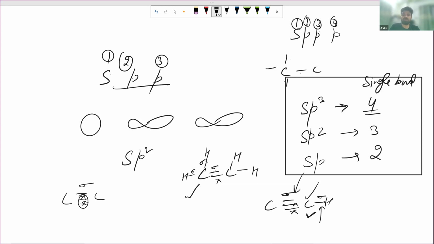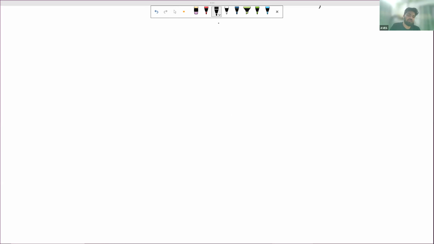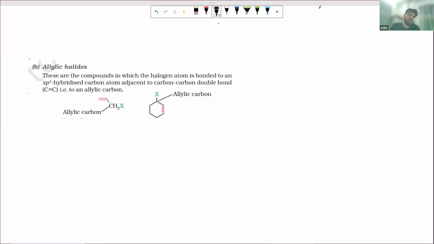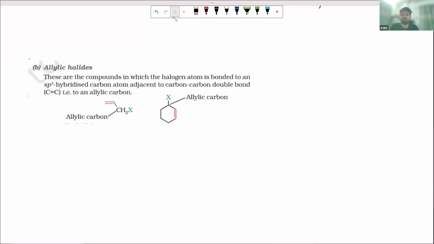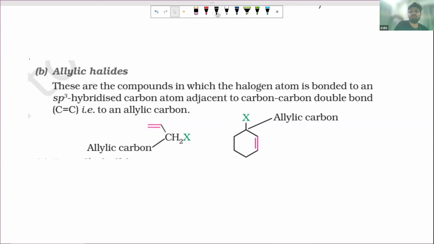Now you understood the concept of monohaloalkane, dihaloalkane, trihaloalkane, and similarly monohaloarenes, dihaloarenes, and trihaloarenes. Next type is allylic halides. Allylic halides are those halides in which, if you see this structure, this is an allylic halide. You see here, this is carbon, and one hydrogen is bonded with this carbon, one hydrogen with this one, and X is also bonded with this carbon. Now let me explain the bond line structure.